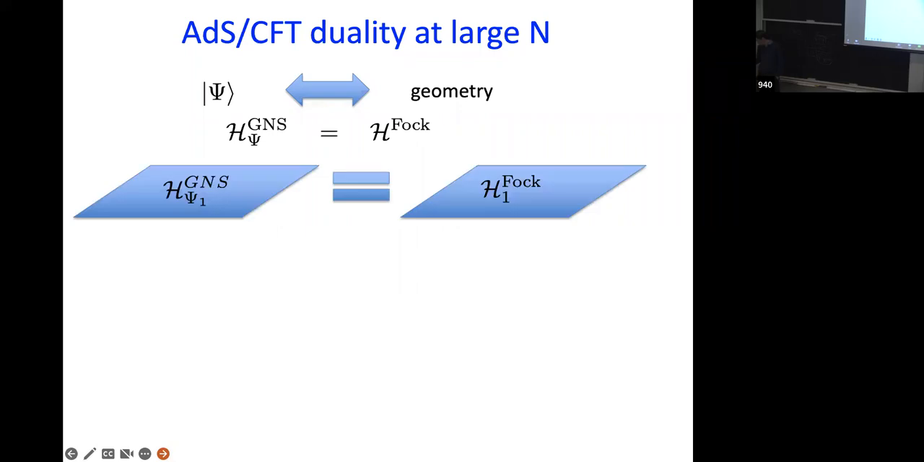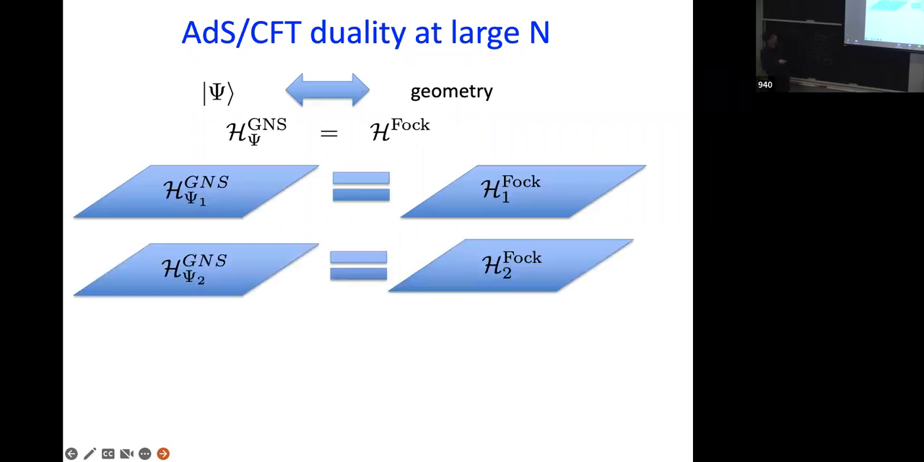So just to summarize, the structure of the AdS/CFT duality at large N: we have some semi-classical state, dual to some geometry, and here we can build the GNS Hilbert space around it, and here we can build the Fock space around it, and then they are identified. This is the standard AdS/CFT dictionary. To draw a picture, essentially you have these disconnected semi-classical states, and each one of them has its own Hilbert space. This, for example, is the one around the vacuum, this is the one around the thermofield double state, and then you can have some other ones. And those different Hilbert spaces don't overlap.